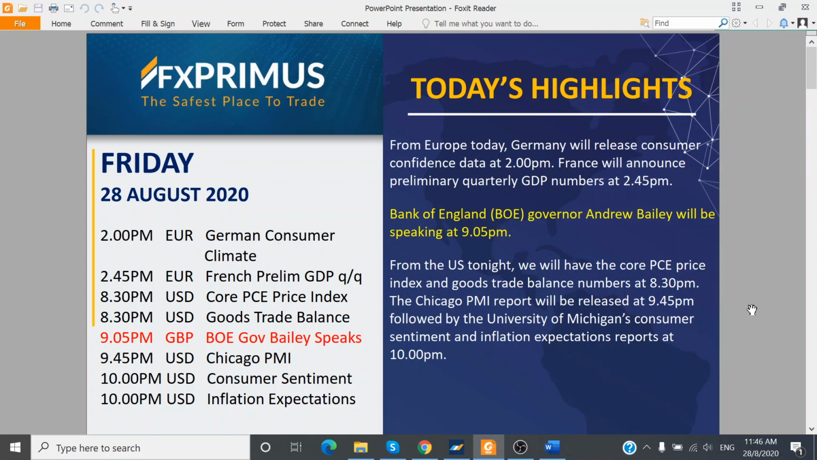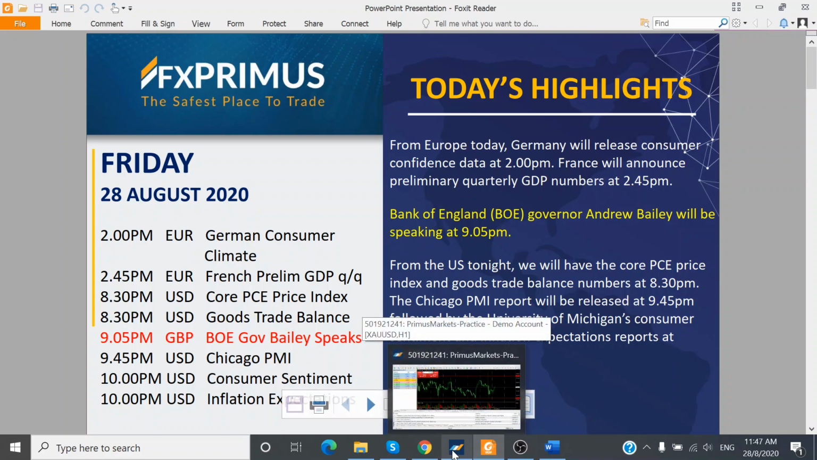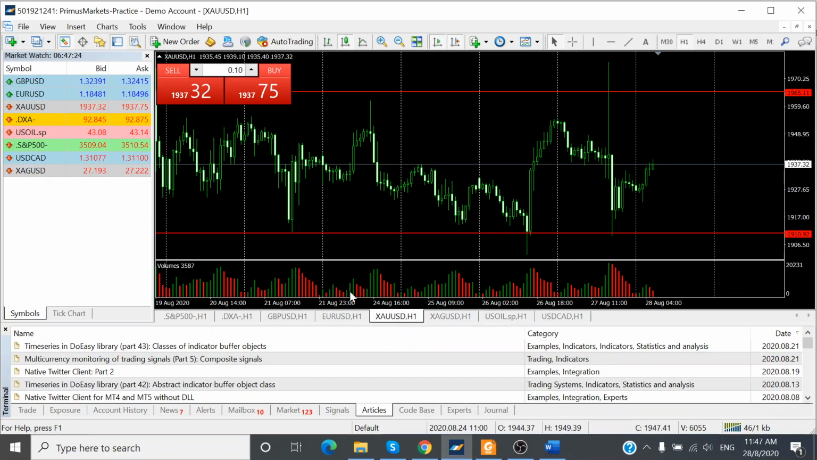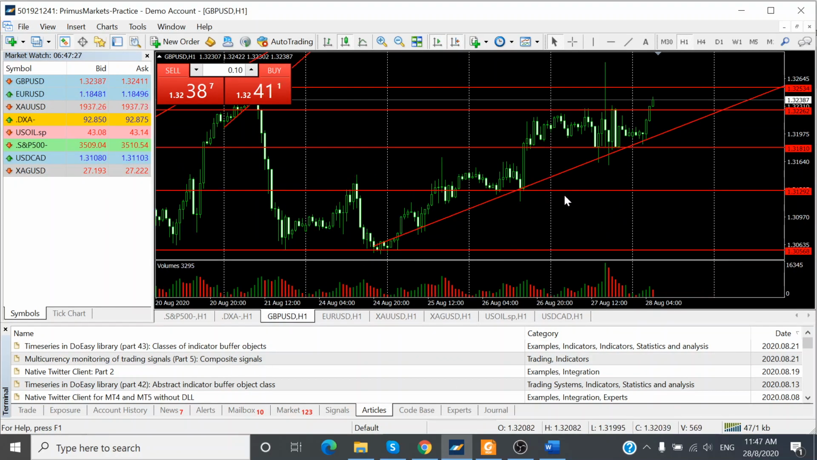At 9:05 p.m. tonight, Bank of England Governor Mr. Andrew Bailey is scheduled to speak, and we could expect the UK pound to have some movement and volatility as early as 2 to 4 p.m. today. Leading up to the 9:05 p.m. speech, we could also see another set of movements and chart patterns on the UK pound from 7 p.m. onwards. Although today is a Friday, the final day of the week, we could still see some volatility on the UK pound and also on the euro dollar.